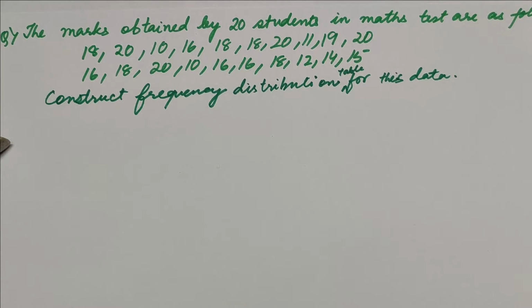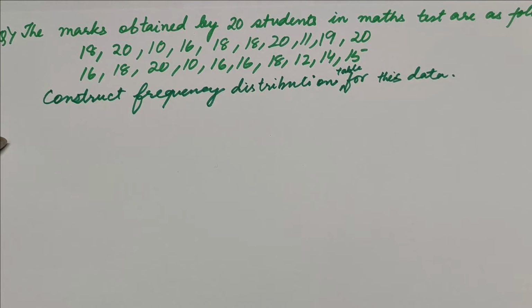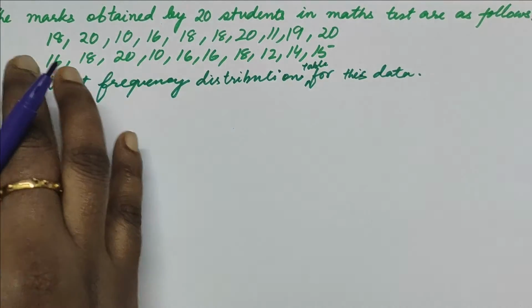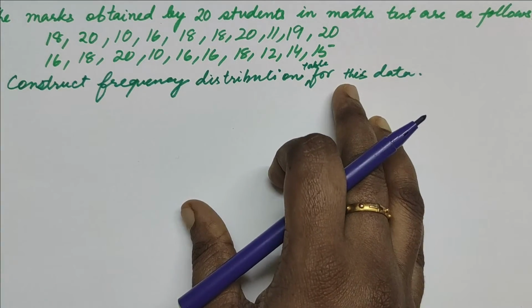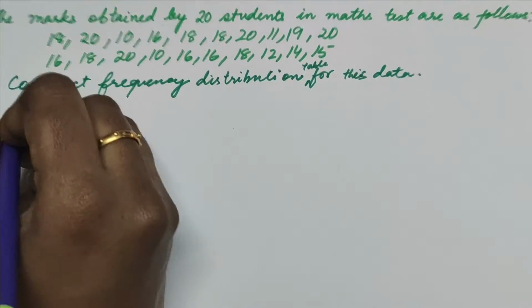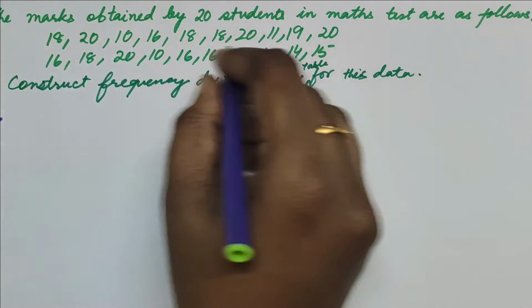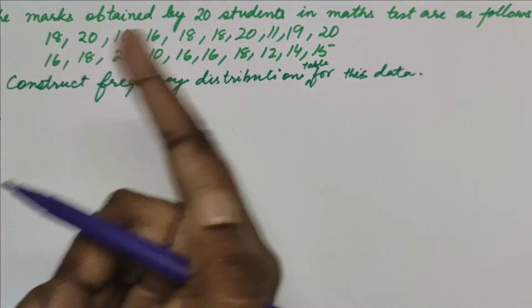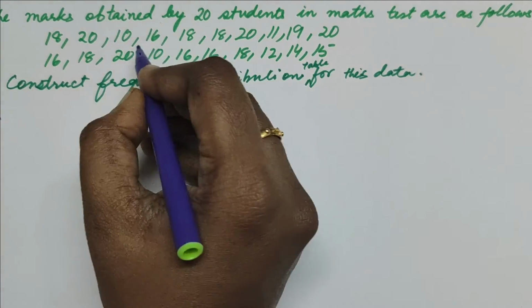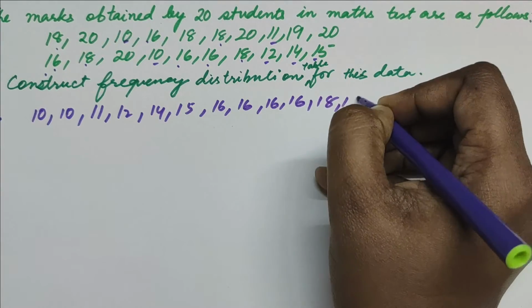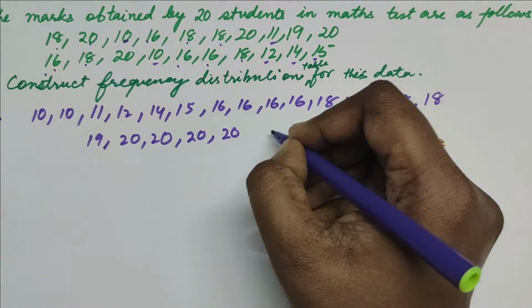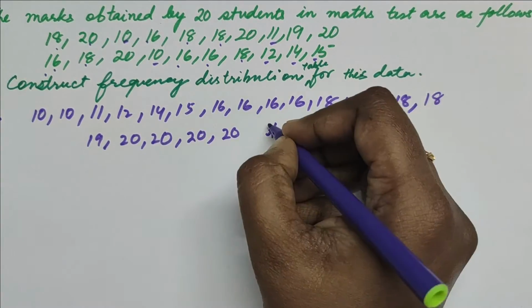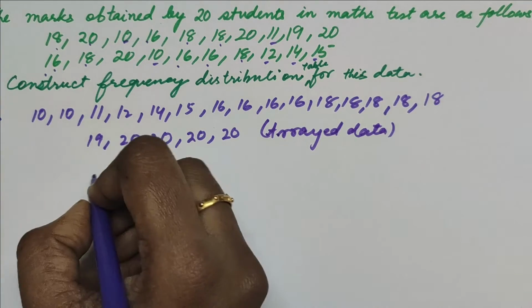Next we have a question. The marks obtained by 20 students in a maths test are as follows. The marks are given to us. This is the raw data. We have to construct the frequency distribution table for the same. First, what you should do is arrange the given data in ascending or descending order. We'll do it in ascending order, and the least that I can see is 10. After arranging, this is now the arrayed data.